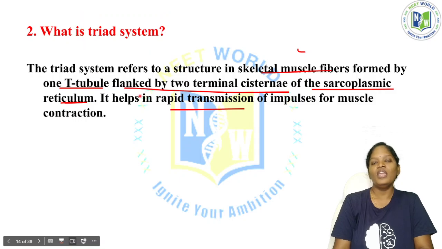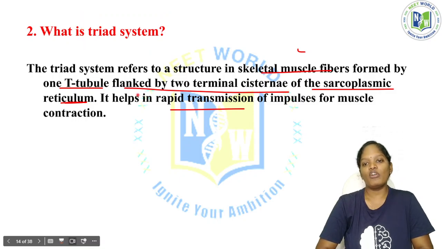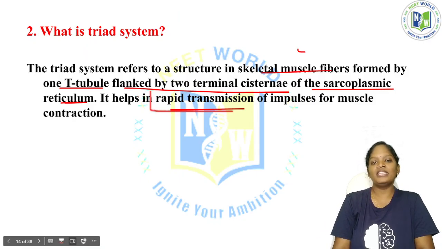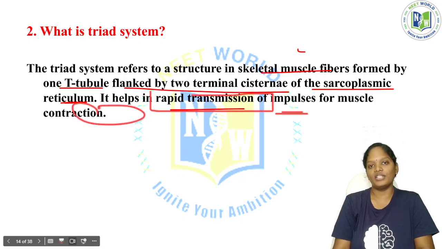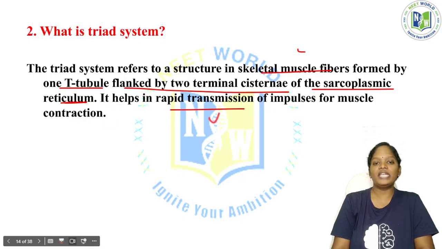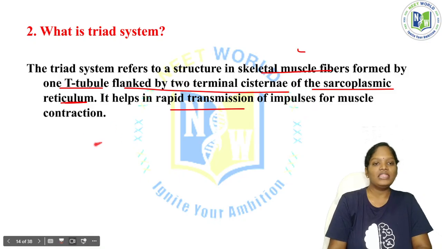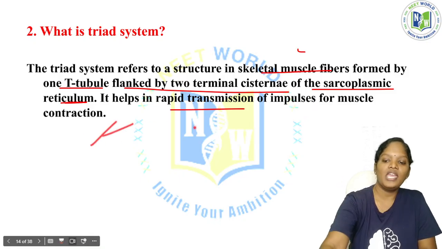Why does the triad system have to be formed in the muscle cells, specifically the skeletal muscle fibers? This triad system helps in the rapid transmission of impulses for muscle contraction. So it is involved in the rapid transmission of impulses for the muscle contraction. For muscle contraction, this triad system is very important.